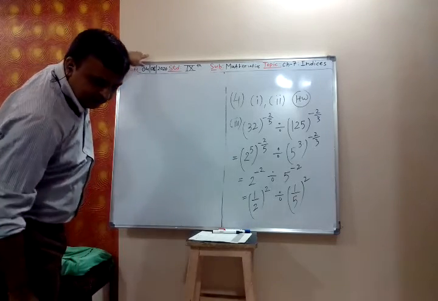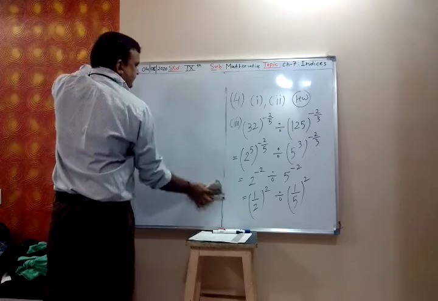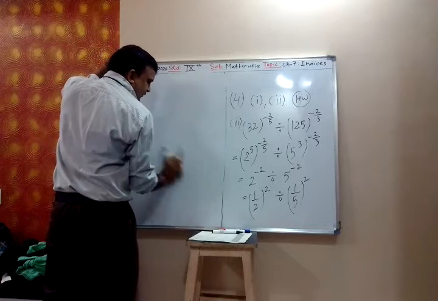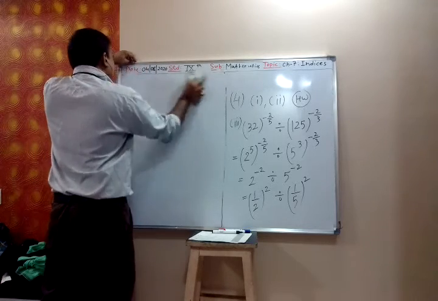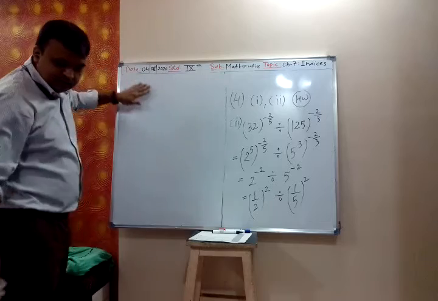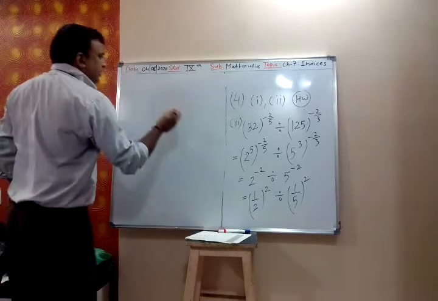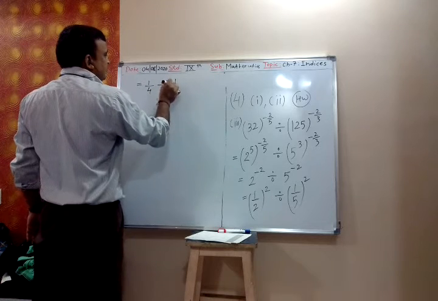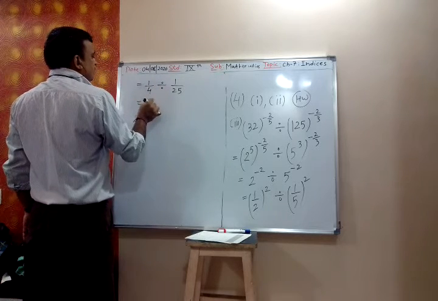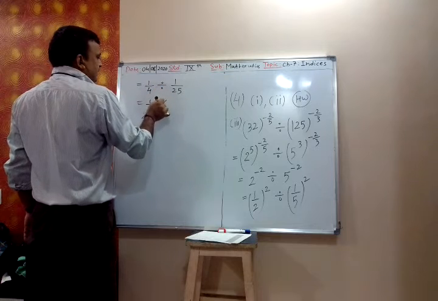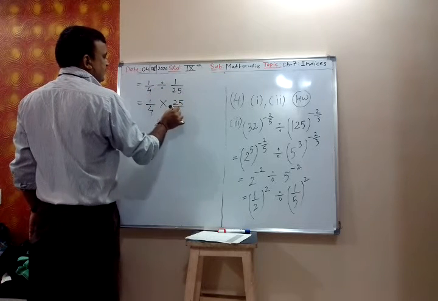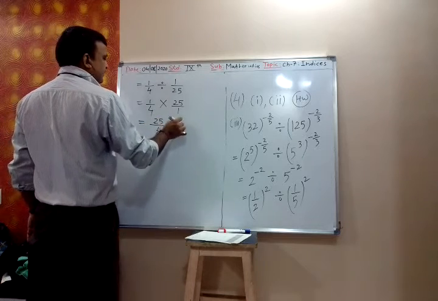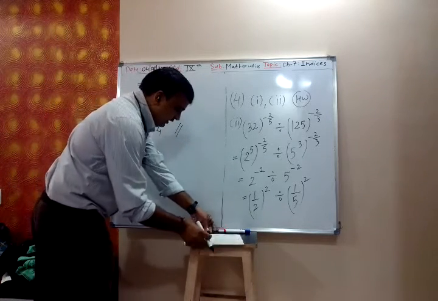So whenever the power is negative, first you take the reciprocal and make the power positive. Only we take the reciprocal of the term inside the bracket. We don't take the reciprocal of the power. Only change the sign of the power. So this becomes 1 by 2 raised to 2, which is 1 by 4, divided by 1 upon 5 raised to 2, 1 by 25. So 1 by 4, division we convert to multiplication. We take the reciprocal, 25 by 1. 25 into 1, 25, upon 4 into 1, 4. Answer is 25 by 4. Yes?